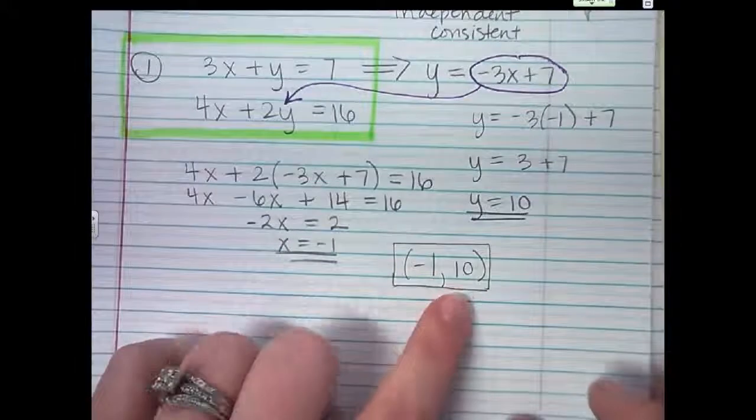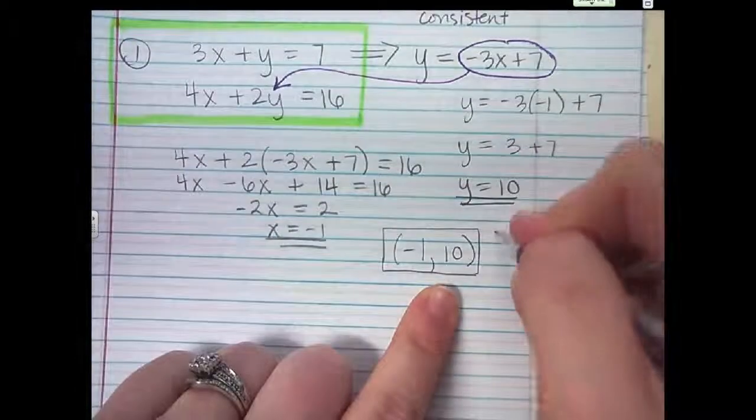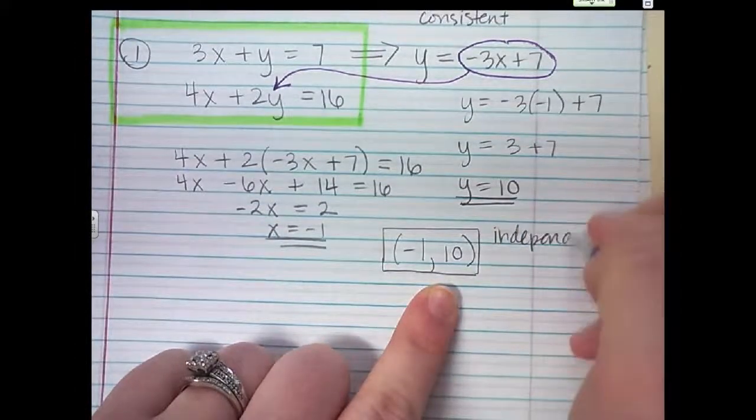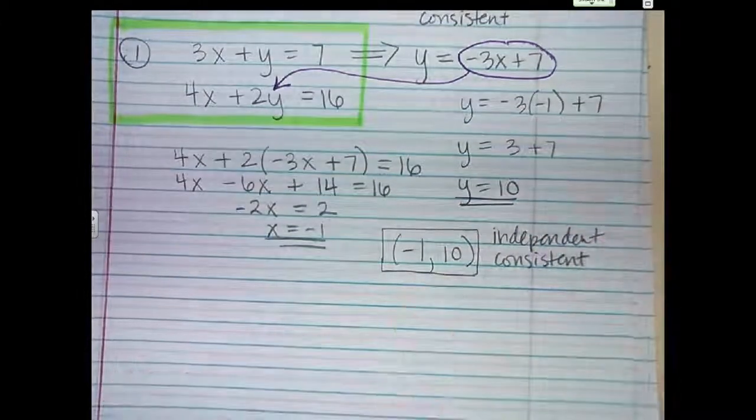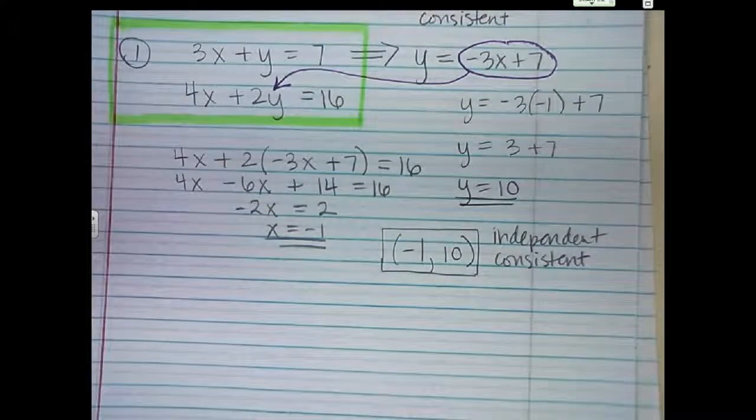What kind of system is this if I classify it? Independent consistent. Can't you plug the x into the 4x plus 2y? Yes, you can go back into either one of the originals.